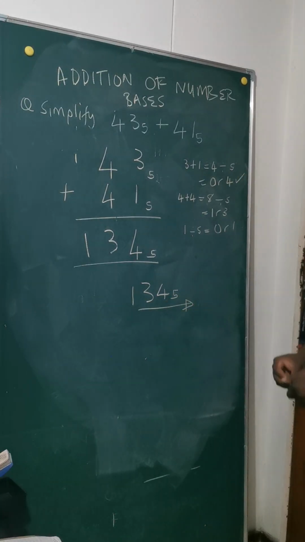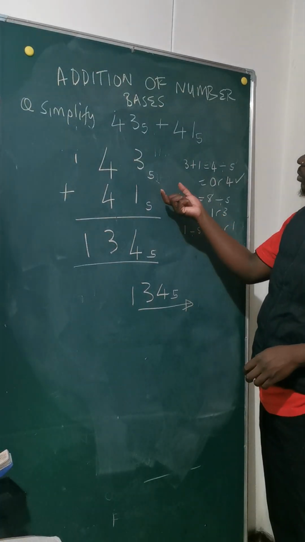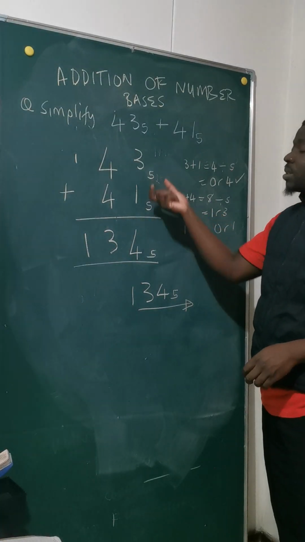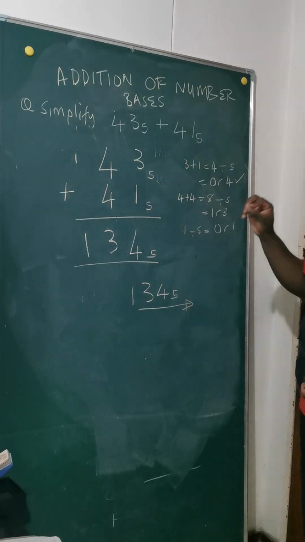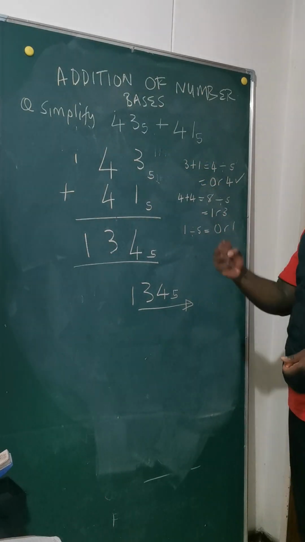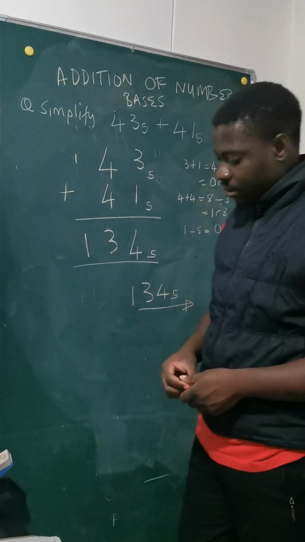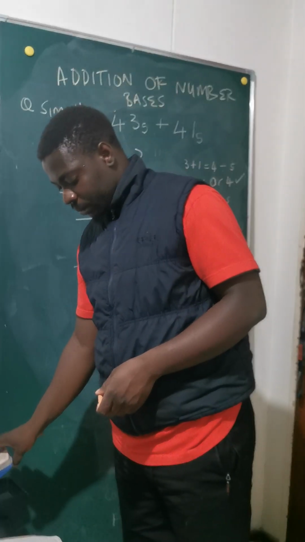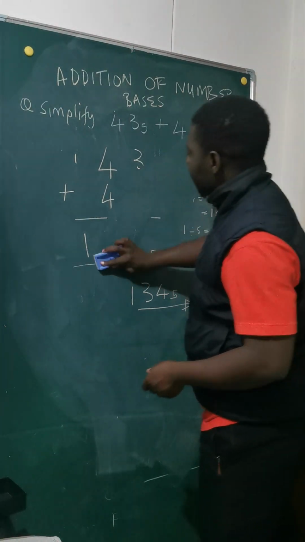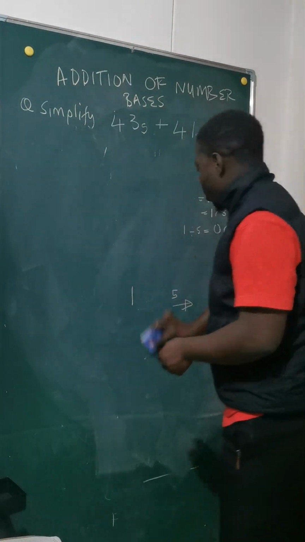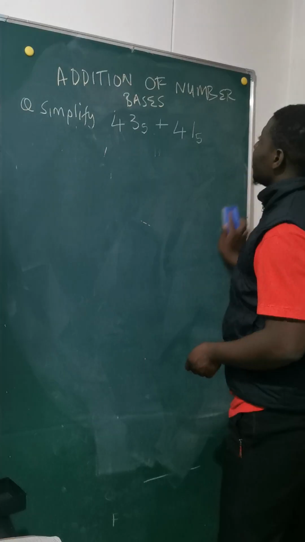What I want you to understand is that when you are adding numbers in base 5, you first add them, then you divide by 5 because we are in base 5. So this is how we add numbers in base 5. Okay, I will go on to the next section, which is subtraction of number bases.